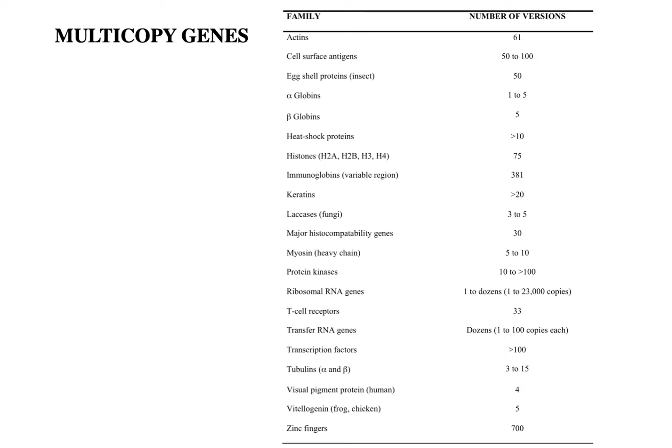Here is a short list of some multi-copy genes, including actins. Myosins would be in this category also, in muscle cells and in cells in general. Eggshell proteins, many different versions of the eggshell proteins, alpha and beta globins to carry oxygen throughout the body. Heat shock proteins, histones, over 75 different versions of those. Immunoglobulins, the variable region, over 381 versions of those. And then we talked about the ribosomal RNA genes, the tRNA genes, which are in multiple copies also. And there are literally thousands of multi-copy gene families.